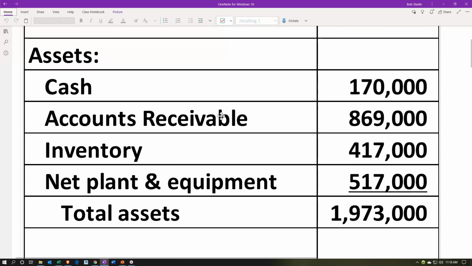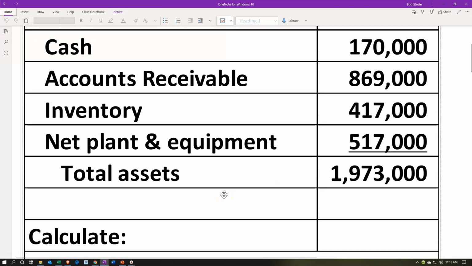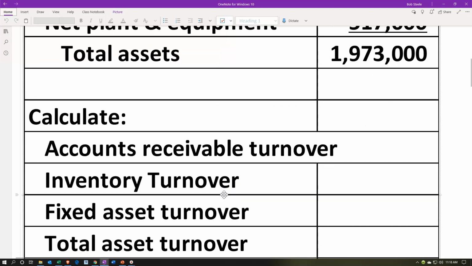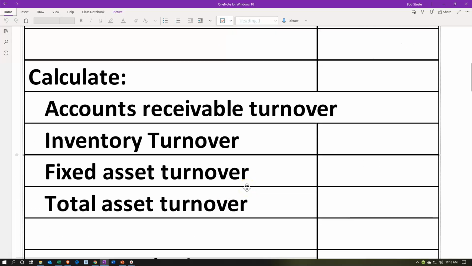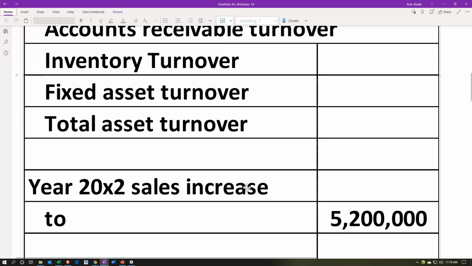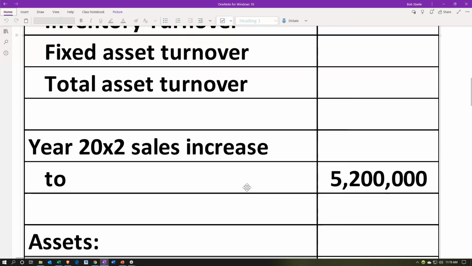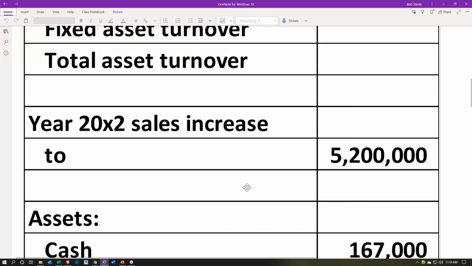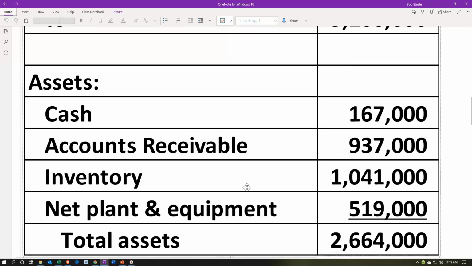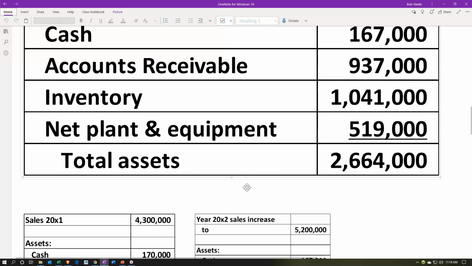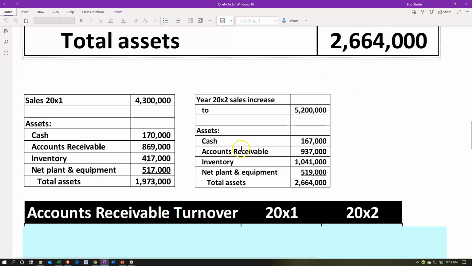Select data from our financial statements, which will be our balance sheet in this case, including cash, accounts receivable, inventory, net plant and equipment. That's our total assets. Then we will calculate the accounts receivable turnover, the inventory turnover, fixed asset turnover, total asset turnover. Then we'll have 2000X2 sales increase to 5,200,000 for the second year that we'll be taking a look at. Then we have the assets related to them, which will include cash, accounts receivable, inventory, net plant, and equipment.